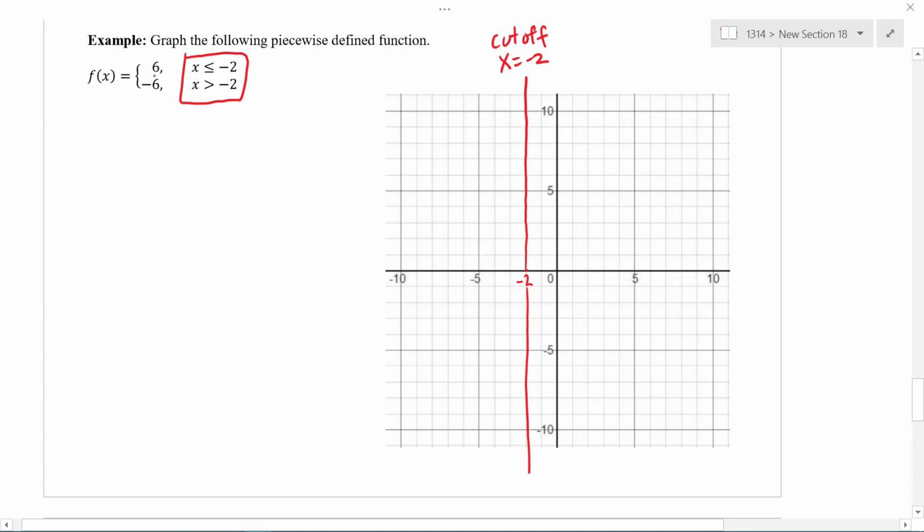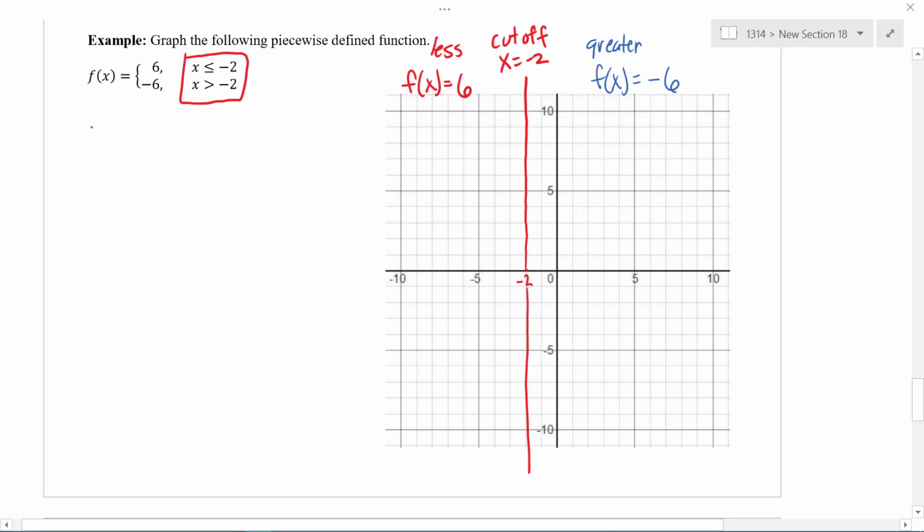Okay, so the top equation is just 6 when x is less than or equal to negative 2. So less than means left. So to the left, we're going to graph f of x equals 6. Okay, the bottom equation is negative 6 when x is greater than negative 2. Greater than means to the right. So on the right side, we're going to graph f of x equals negative 6.